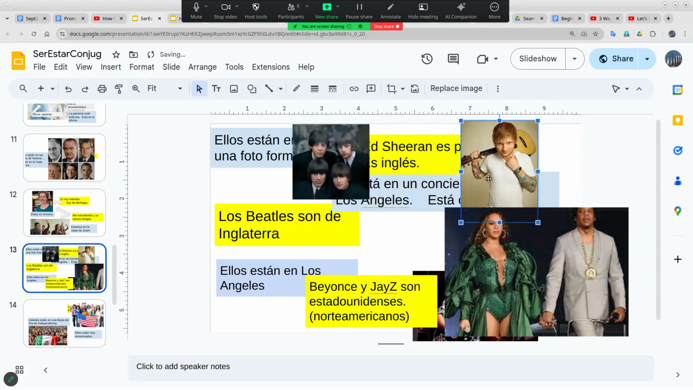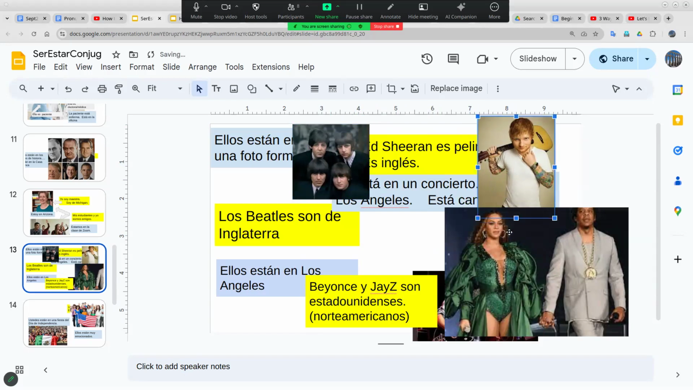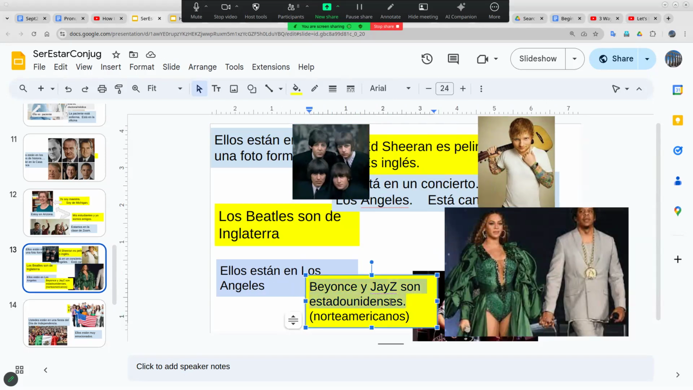Let's talk about different musical people. I want to talk about what nationality. They are from the US. They're not English, they're from the US. And the word for from the US is not American. Americano is a no-no because Americano talks about North and South America in Spanish. Okay, so if I want to talk about Beyonce and Jay-Z, it's Beyonce y Jay-Z son estadounidenses. Son, where they're from. Son estadounidenses.